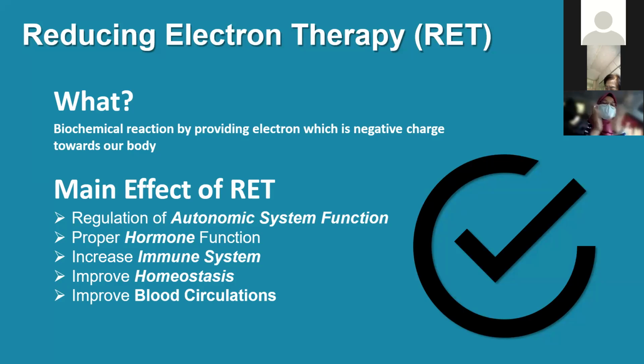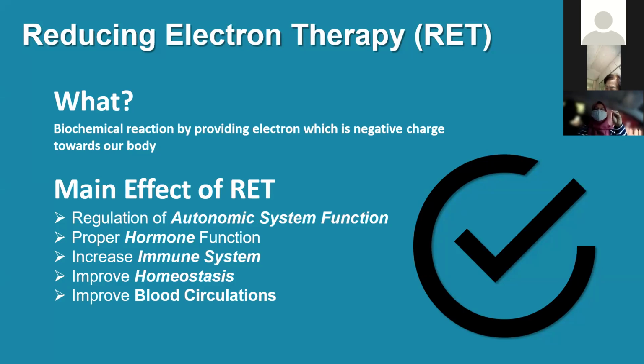Okay, basically, RET is a biochemical reaction that gives negative ions to your body. So basically, it's not very dangerous. It's not a medication. It's not an oral product. No, it's just electrons, negative charge towards your body. That's it. All right. So the main effects of this treatment are 5.